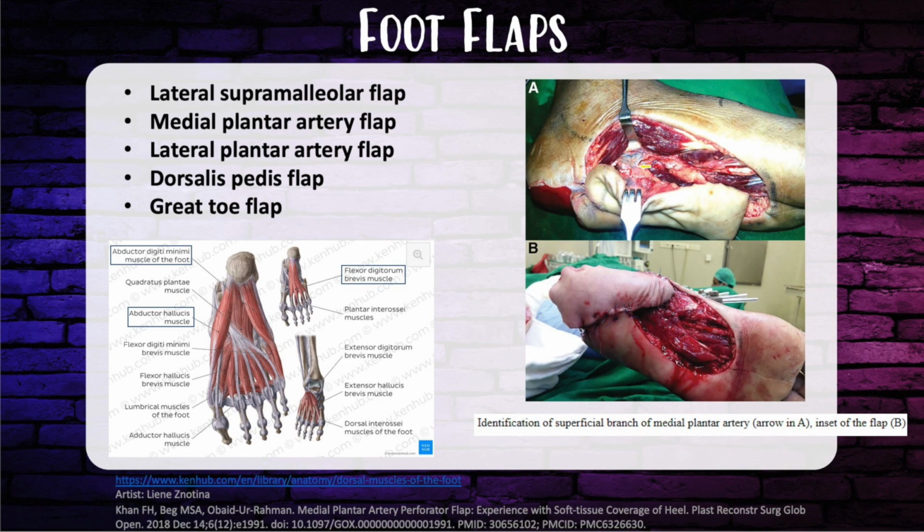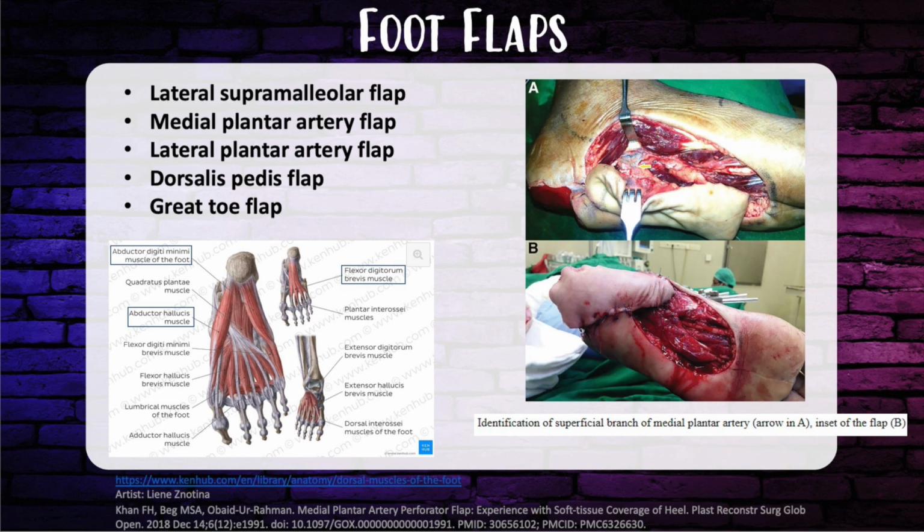The pedicle is the medial plantar artery, and it is the terminal branch of the posterior tibial. It is found between the abductor hallucis and the flexor digitorum brevis. They love asking these anatomy questions about where the pedicle is, so try to memorize this. Innervation for this flap is from the medial plantar nerve, which is a terminal branch of the tibial nerve. And this nerve runs between the flexor digitorum brevis and the flexor hallucis brevis. Again, it is a classic regional flap to cover the calcaneus.